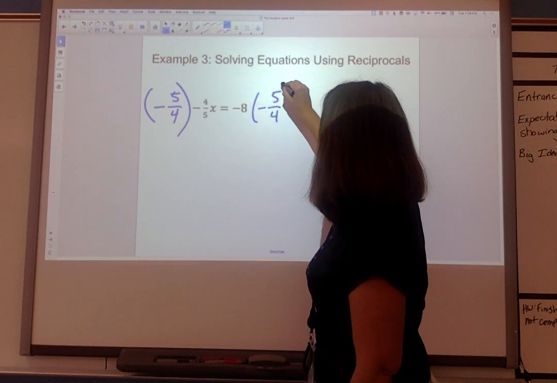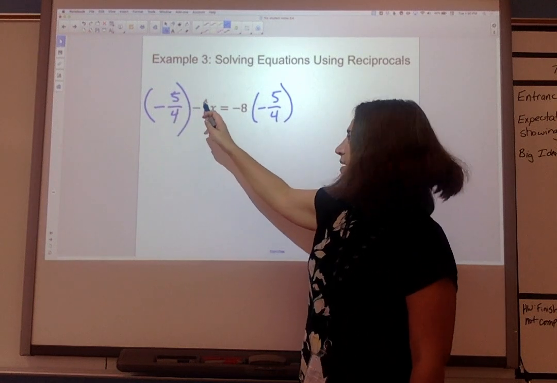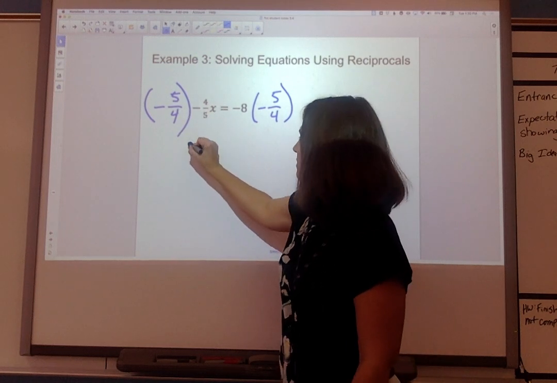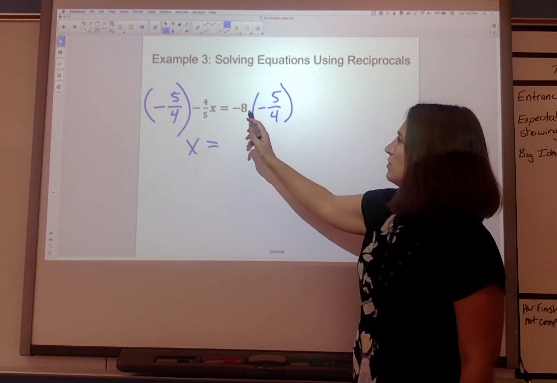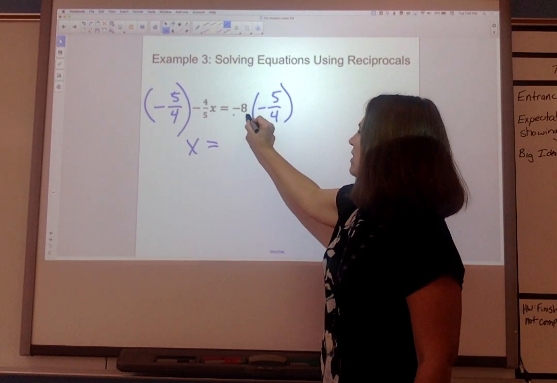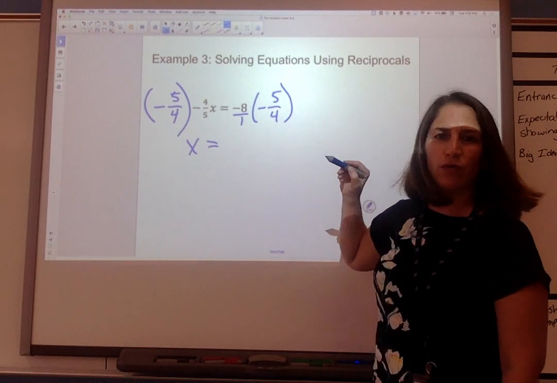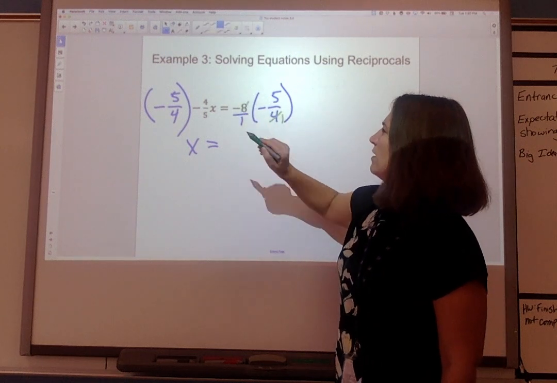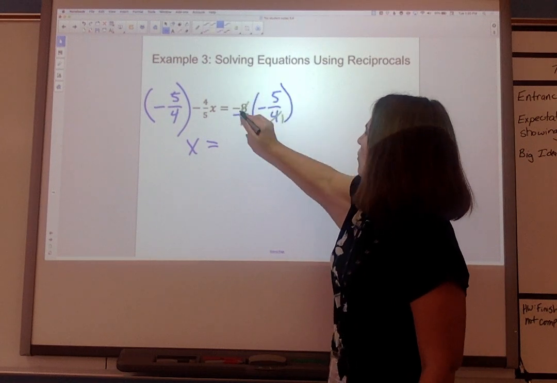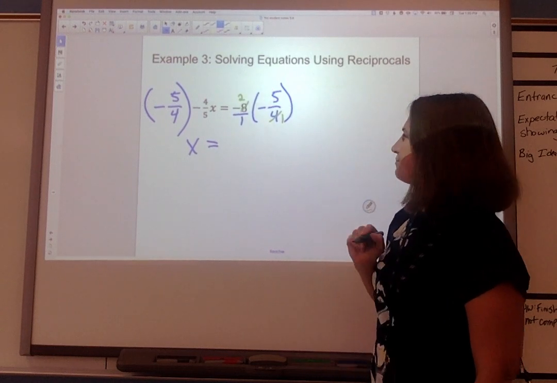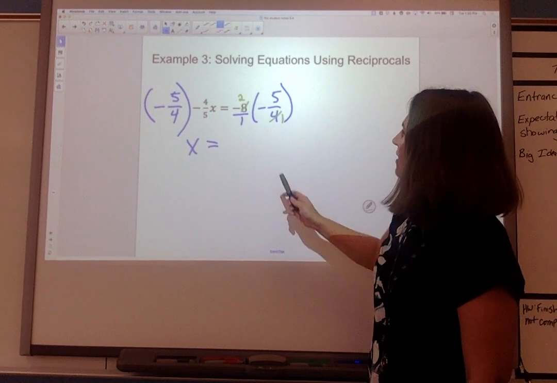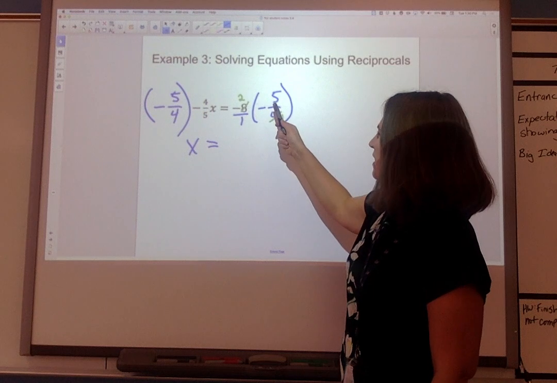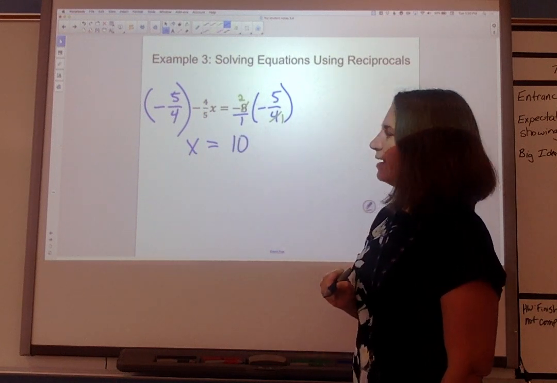Negative 5/4 times negative 4/5 is positive 1. So I just have 1x, or x. And that's equal to negative 8 over 1 times negative 5/4. I can simplify a little bit before I multiply here. 4 goes into itself once, and negative 8 then would be negative 2. And then I'll go ahead and multiply negative 2/1 times negative 5/1. Negative times negative is positive, so that would be 10.